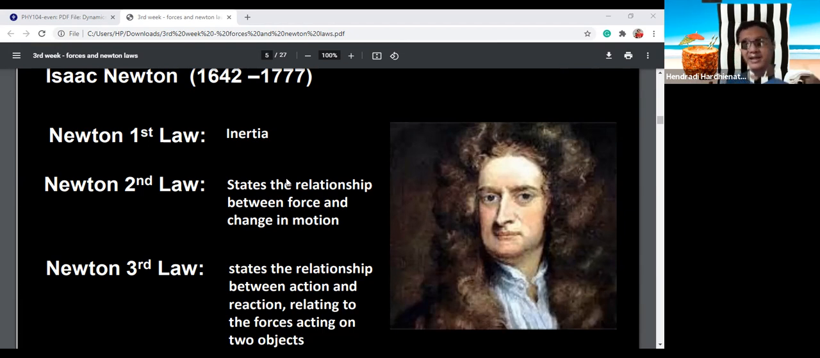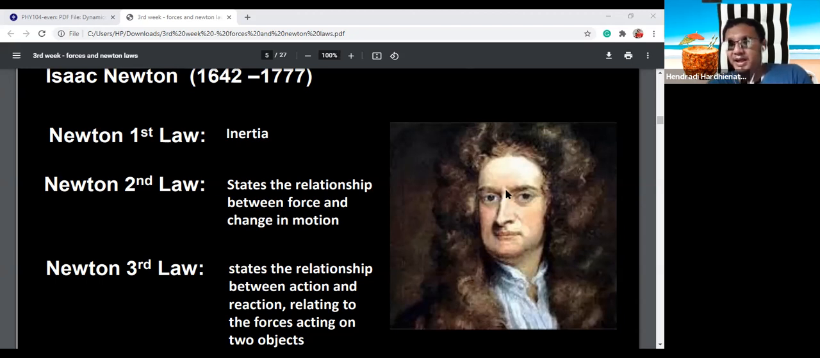For example, when we are in a car and we suddenly brake the car, then our body moves forward naturally because of inertia. Because our body wants to keep in motion, and that is an important fact.